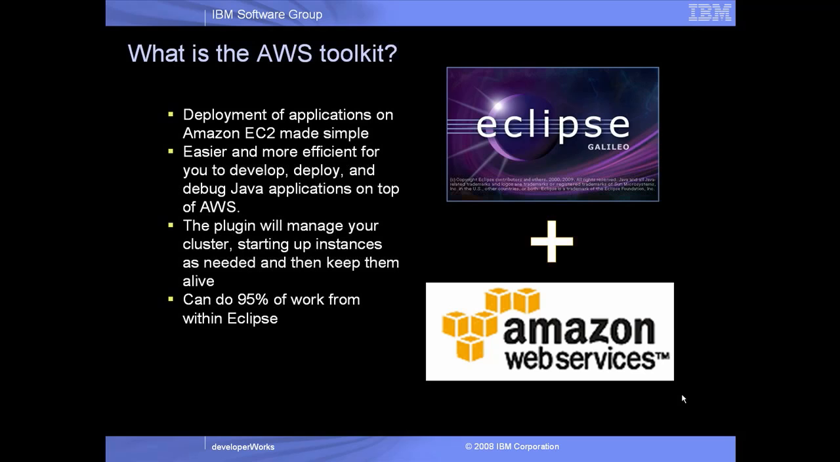This free open source plugin for Eclipse makes it easier and more efficient for you to develop, deploy, and debug a Java application on top of Amazon Web Services. You can even design an entire AWS hosted Tomcat-based cluster from within Eclipse. With the AWS toolkit, you'll be able to deploy by launching a cluster of Tomcat servers and upload your applications to the cluster with the press of a button.